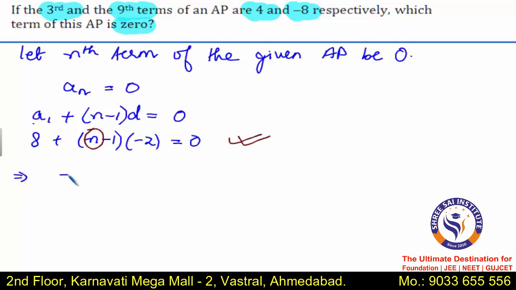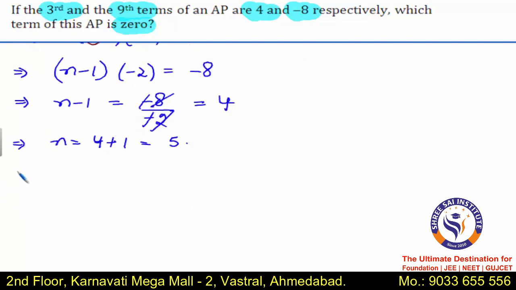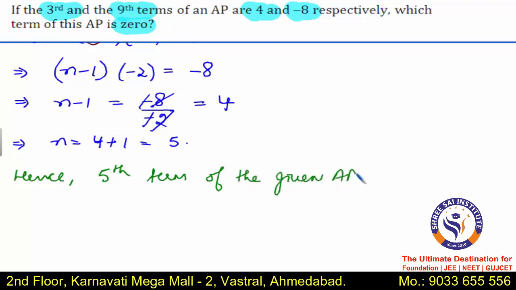This further implies that n minus 1 into minus 2 is equal to minus 8, which further implies that n minus 1 is equal to minus 8 upon minus 2, and this is equal to 4. So this implies n is equal to 4 plus 1, which is equal to 5. Hence, fifth term of the given AP is 0. This completes the solution.